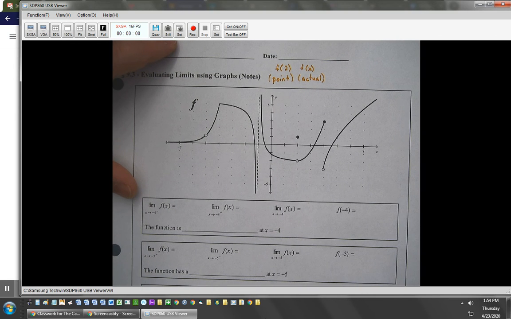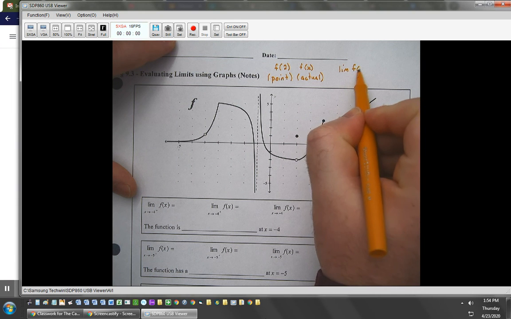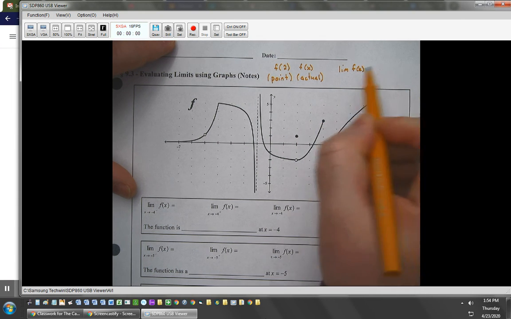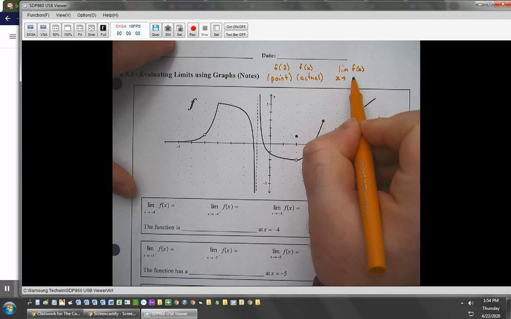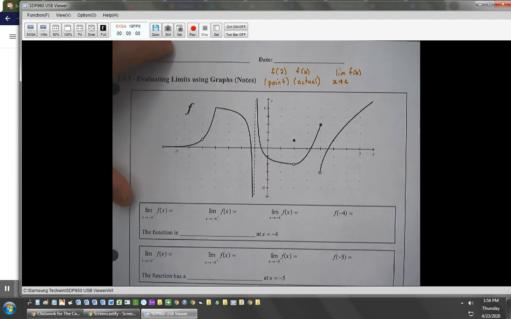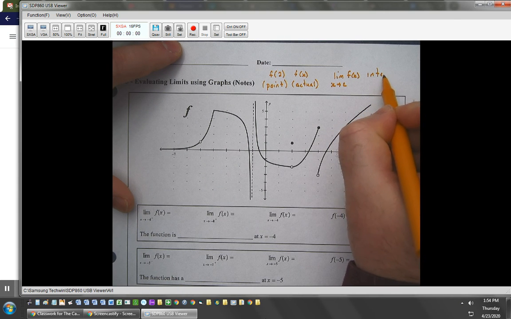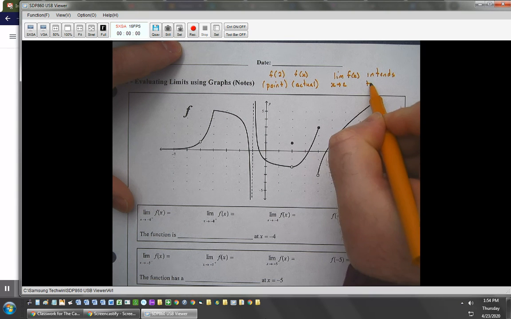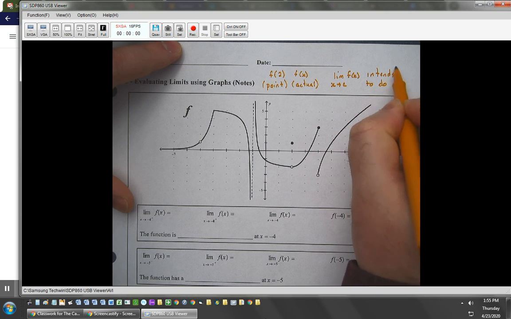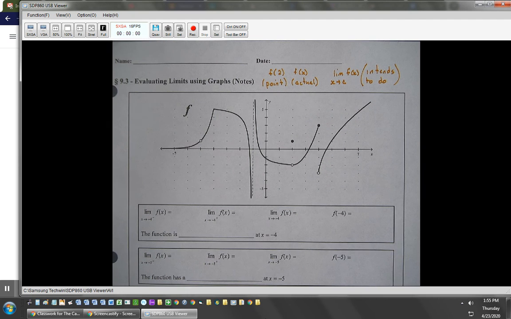A limit is different. So we would write the limit of f of x as x approaches, I'll just call it c for now. Now this is what the graph intends to do. This isn't what the graph actually does, it's what the graph intends to do.